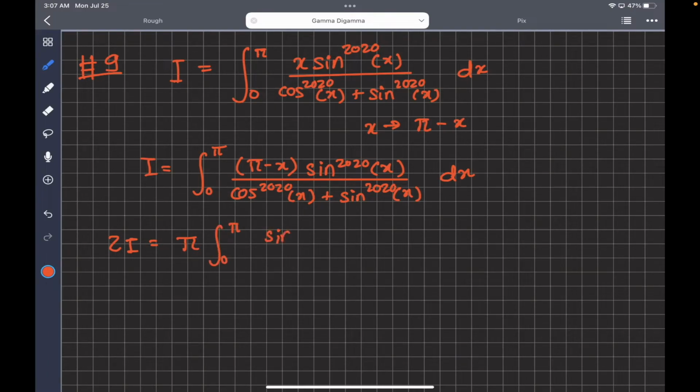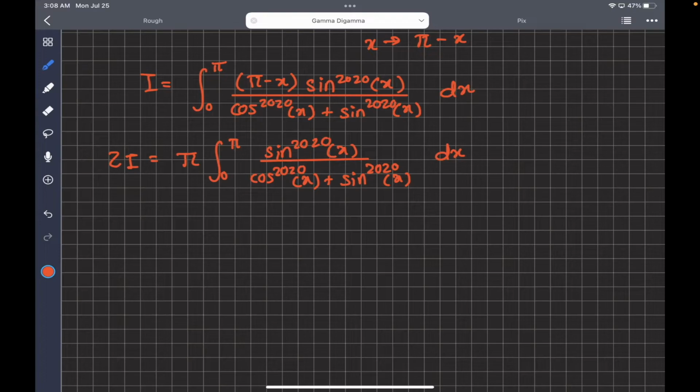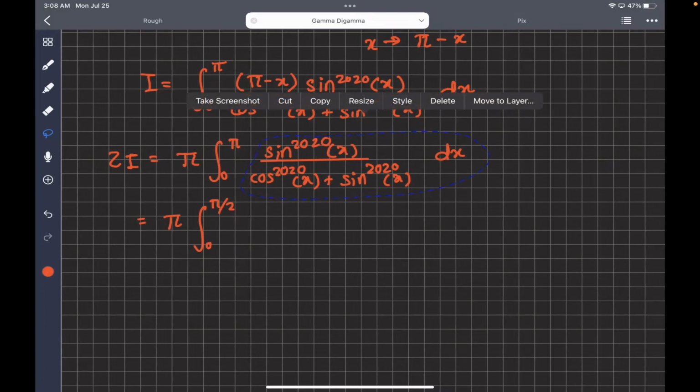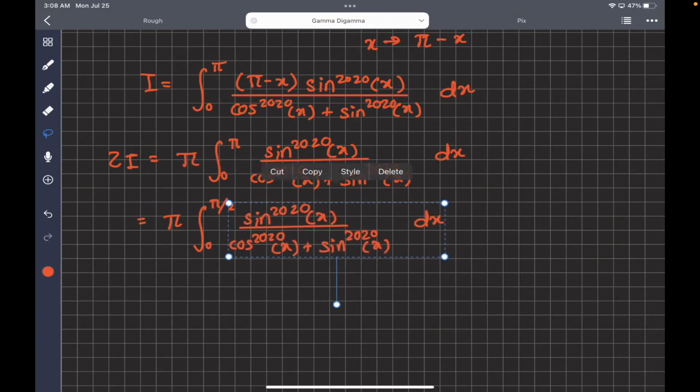So we have sine of 2020 of x over cosine to the 2020 of x plus sine to the 2020 of x dx. Now to really destroy this question, we have to split the interval of 0 to pi into 0 to pi over 2 and pi over 2 to pi. That's because we can use the complementary angles property. If you don't know what I'm talking about, you'll see in a minute. I will make a copy of this integrand because I'll need to paste that again and again.